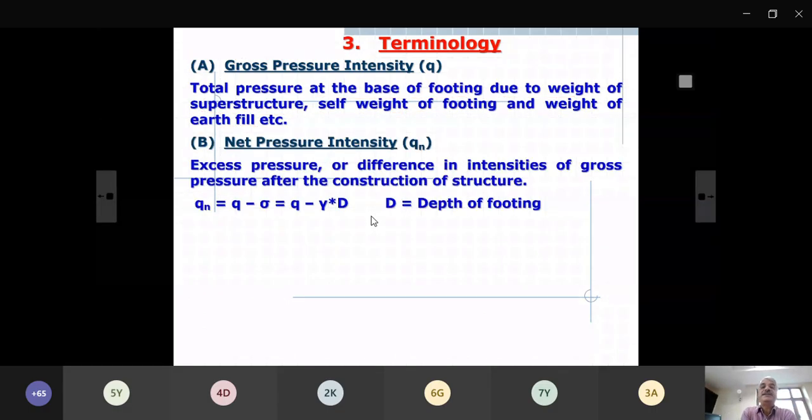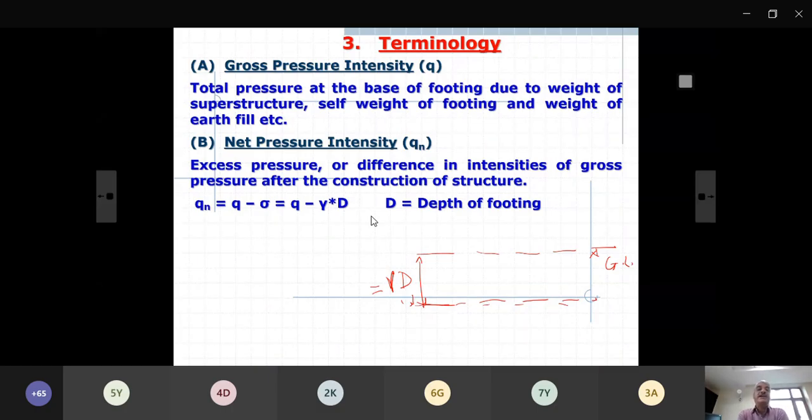Another term is net pressure intensity. Here you reduce the weight equal to earth fill. The logic is this. This is my ground level, and at this level, before construction of my footing also, if this is my depth D and this soil has its unit weight gamma, then a pressure intensity of gamma D was already acting here and it was in equilibrium. So how much have I increased? Finally, after construction of this footing, it is Q. So the increase is Q minus sigma, this sigma.